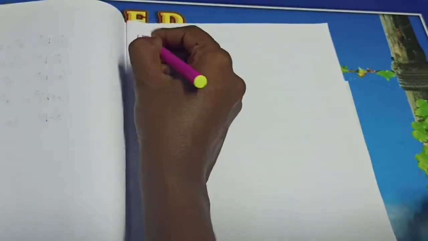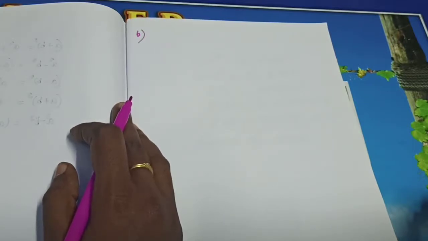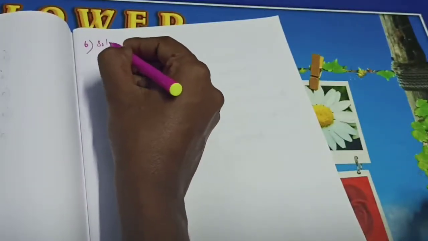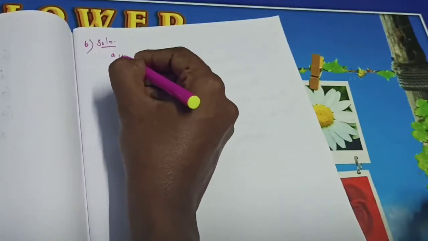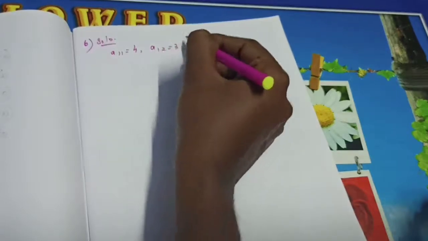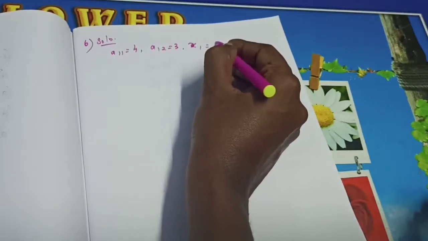Problem number 6. In the 6th question, you are given the following transaction matrix for a two sector economy, with sales to sectors 1 and 2, then final demand and gross product. Here also the technology matrix is not given; we need to find it. A11 value is given as 4, A12 value is given as 3, and x1 value is given as 20.